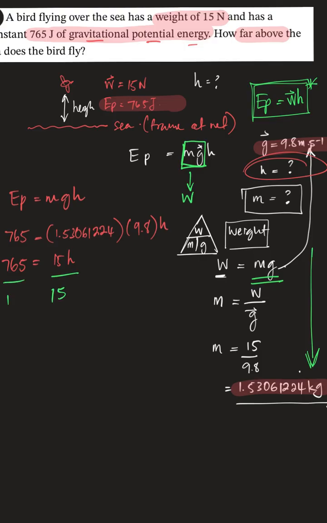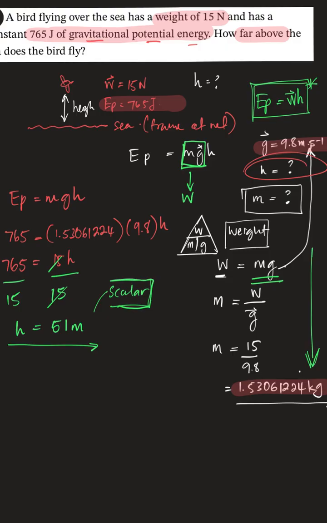So all we're going to do now is take the 765 on both sides and divide both sides by 15. And the 15s are going to cancel each other out. And I'm going to get a height equal to 51 meters. And height is a scalar quantity. Make a note. So therefore, it means I don't need any sort of direction.